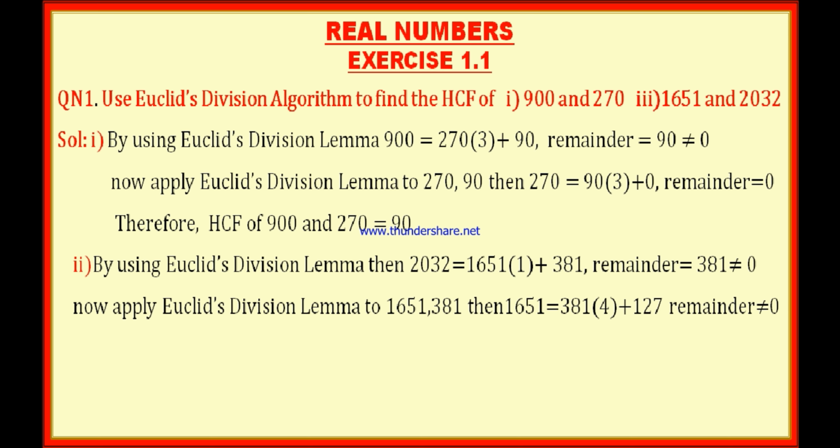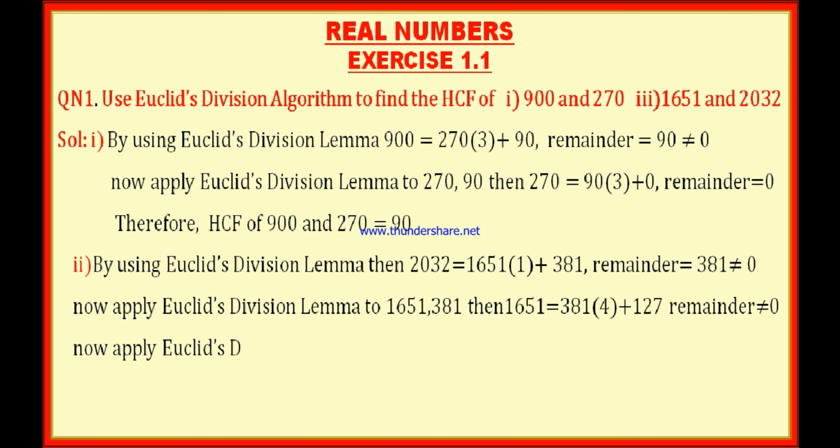Here what is the remainder? Okay, the remainder is 127. Is it 0? No, it is not 0. Again we have to do the same method for the quotient and remainder now. In the second case, what is the quotient and remainder? The quotient is 381 and the remainder is 127.